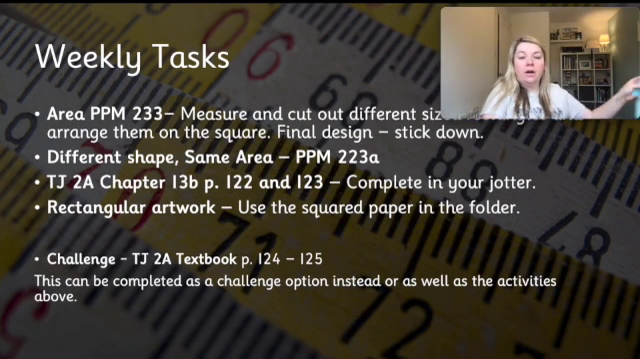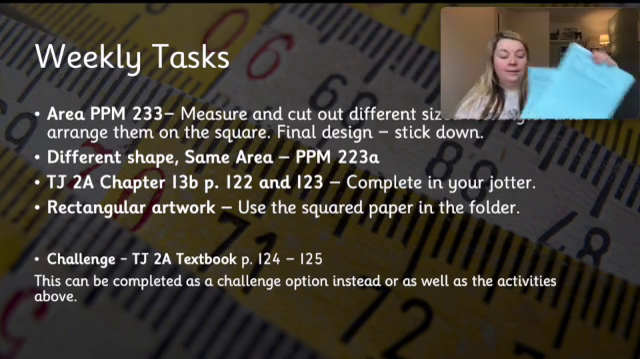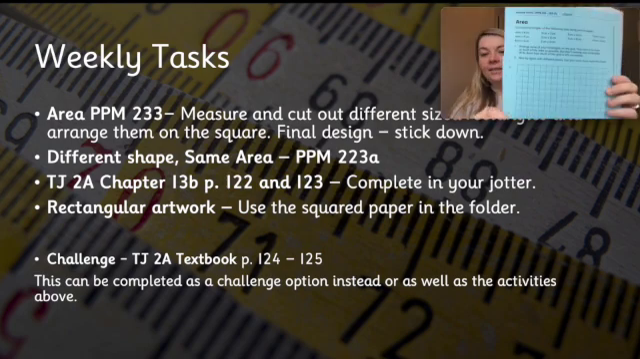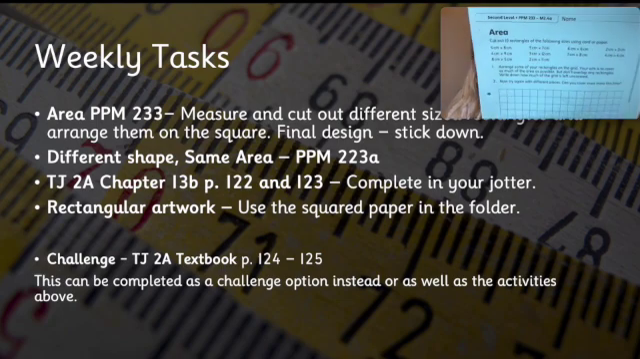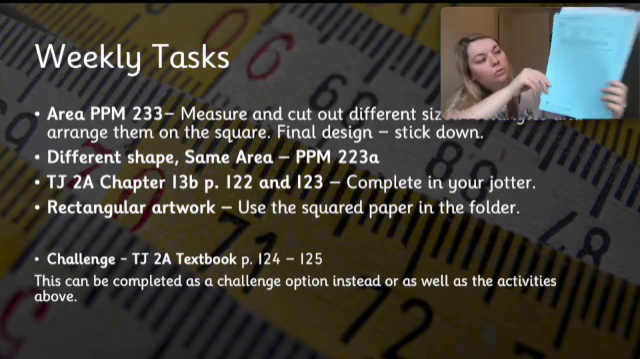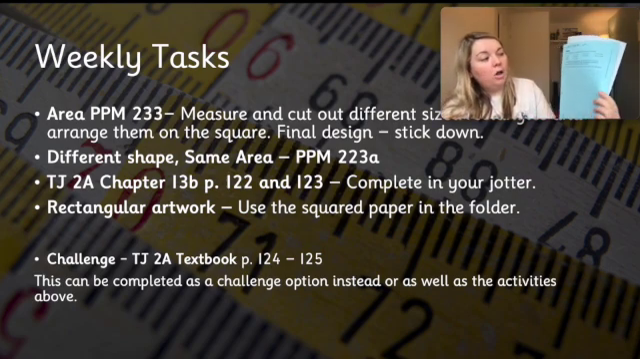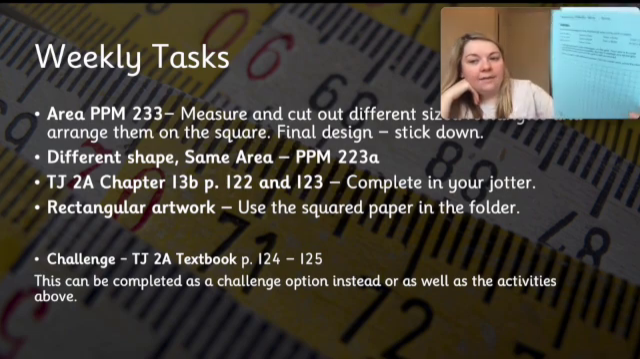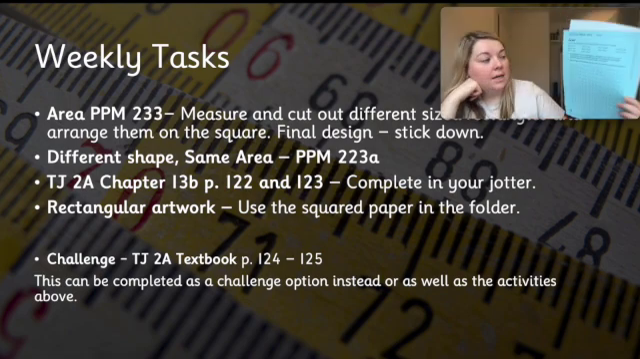So your weekly tasks. I'm just going to run through these with you. Your first task looks like this, and it says PPM 233 area. So your instructions are to cut out rectangles of the following sizes using card or paper, and it gives you the sizes to cut out. So get some paper, measure it out and cut it out.